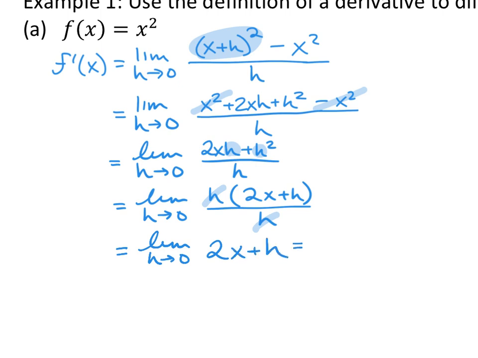Let's plug in 0. But we're plugging it in for what letter? x or h? h. So this is going to be 2x plus 0. Well, what's 2x plus 0, y'all? 2x. The derivative of x squared is 2x. That's the formula that gives me the slope for the line tangent to x squared at any point.